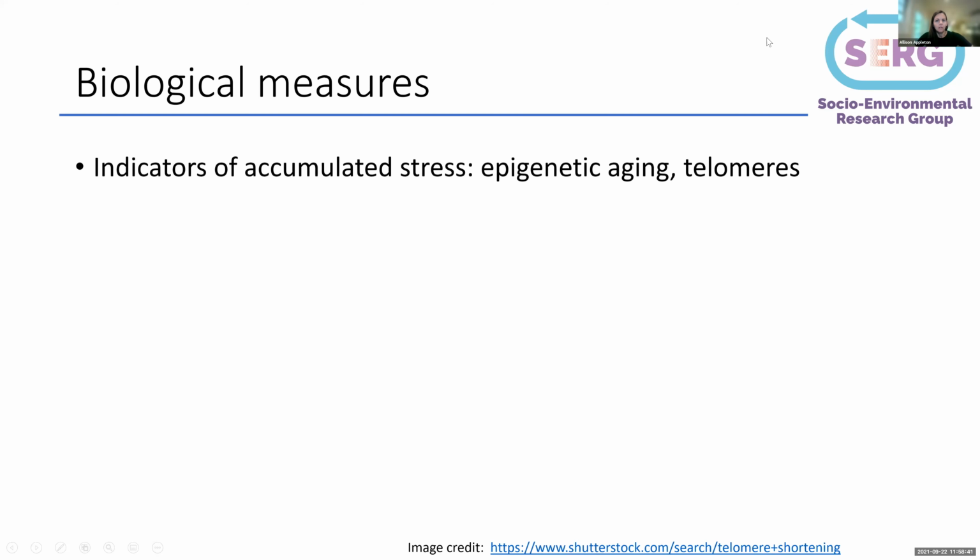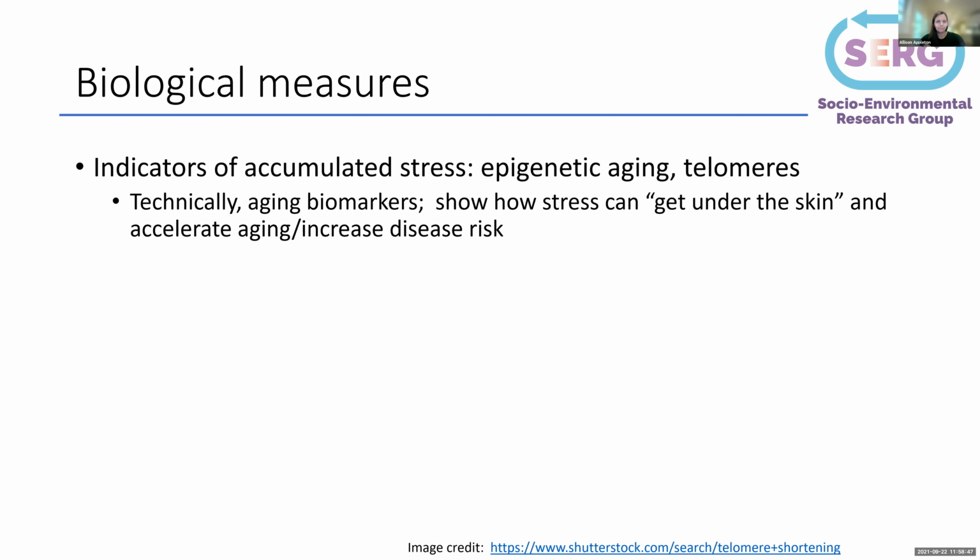All right, I also wanted to talk about indicators of accumulated stress. I mentioned epigenetic aging and telomere shortening. Technically, these are aging biomarkers, but they're useful here because they can show how stress can, quote, get under the skin and accelerate aging and affect our disease risk.